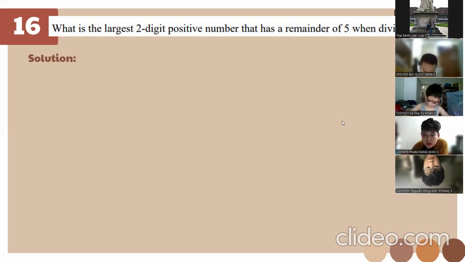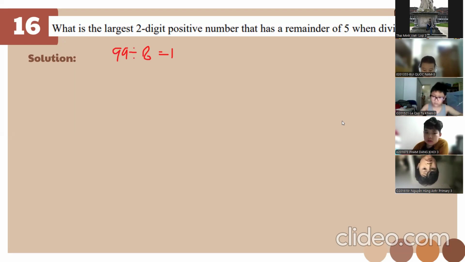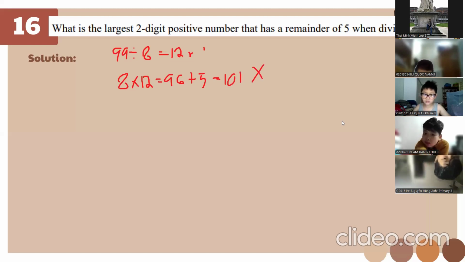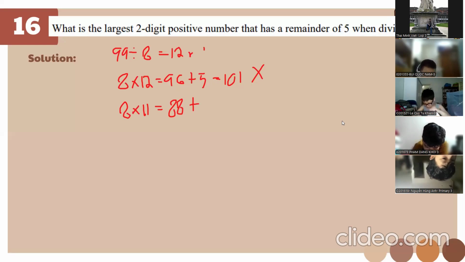So what if we try 99 divided by 8, and we'll get 12 remainder something. But if we multiply 8 by 12, we'll get 96. But it has a remainder of 5, so this is 101. So it cannot be. So we'll go to 11. So 8 times 11 we'll have 88. And that's where we add the remainder of 5. Then we have 93.